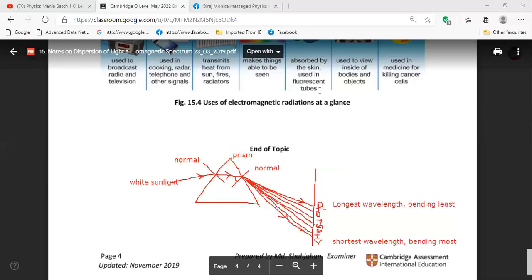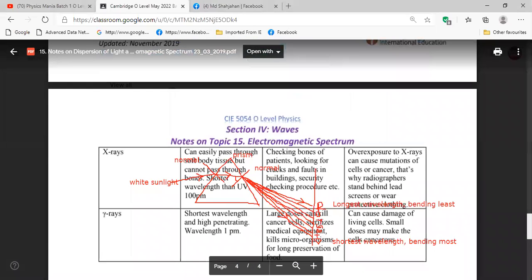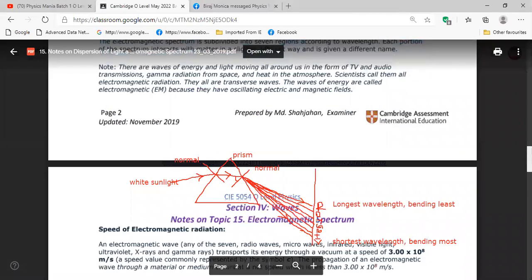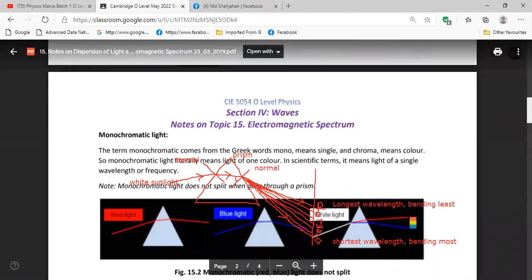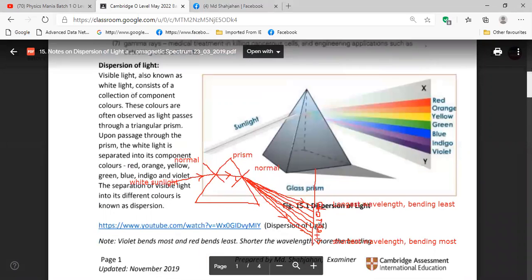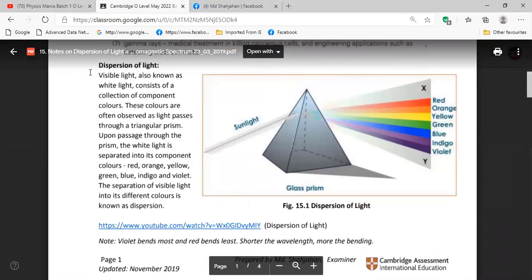Okay. Now we have the basic thing done from this topic. This is the most important thing from this topic. We are done, Alhamdulillah. Now we have some other parts. You already have the idea of this part. Mahi, can you read from here? Dispersion of light.